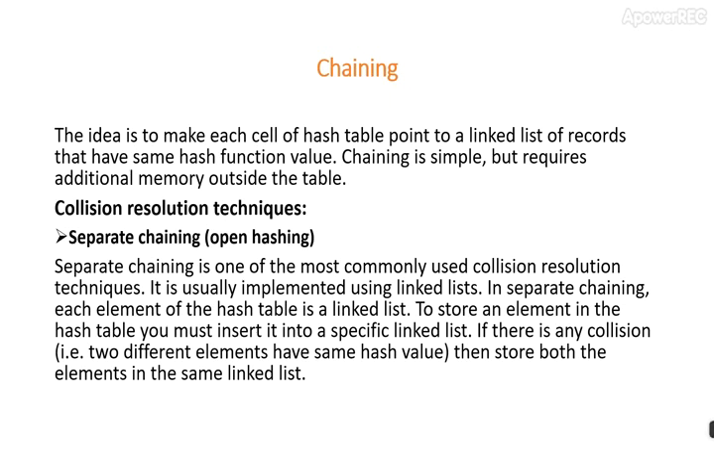Disadvantages of separate chaining, these are very important. Cache performance of chaining is not good as keys are stored using linked lists. Open addressing provides better cache performance as everything is stored in the same table. Wastage of space. And third, if the chain becomes long, then search time can become very big in the worst case. And fourth, it uses extra space for links.